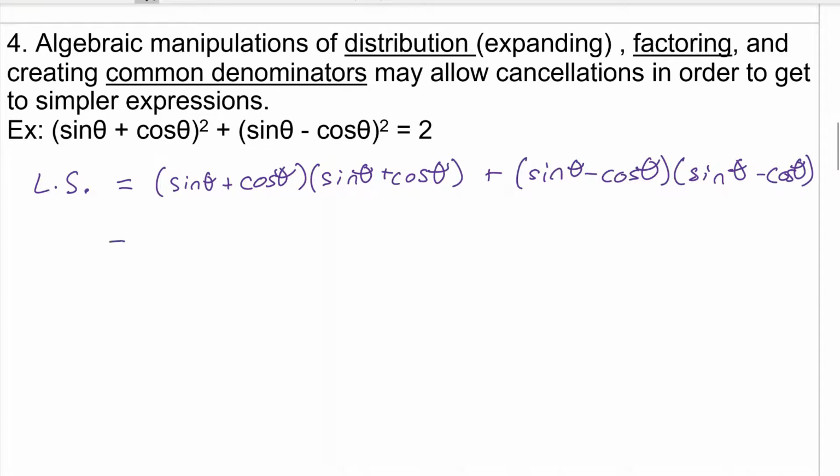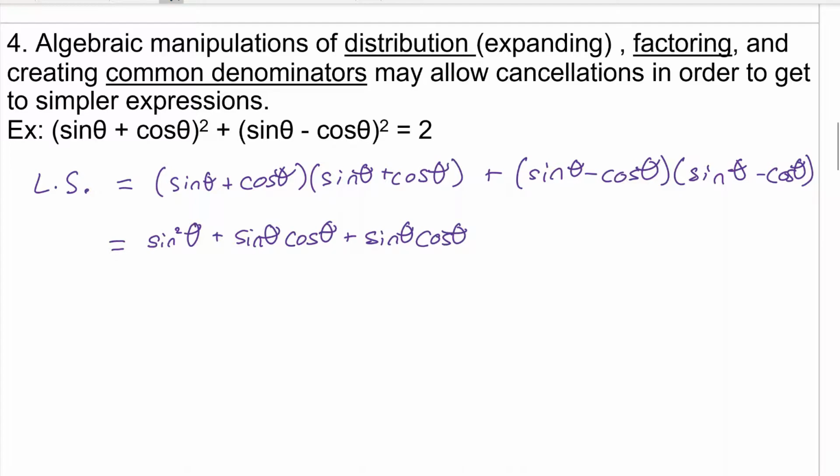So when I do that, I'm using the FOIL method once again. So sine theta times sine theta is sine squared theta. Sine theta times cos theta is sine theta cos theta. And then the insides are cos theta times sine theta. So I'm going to also write that as sine theta cos theta.